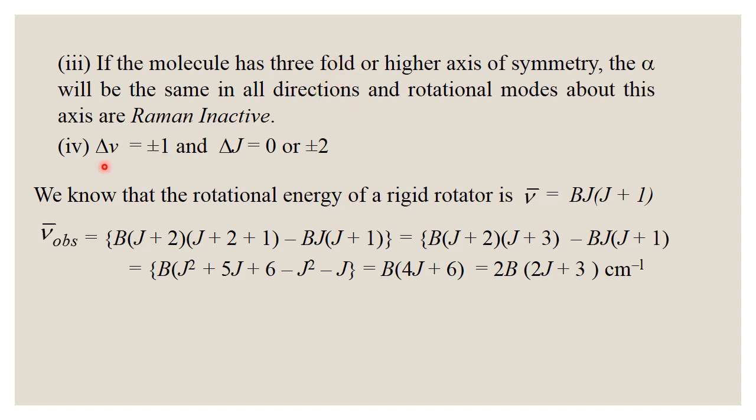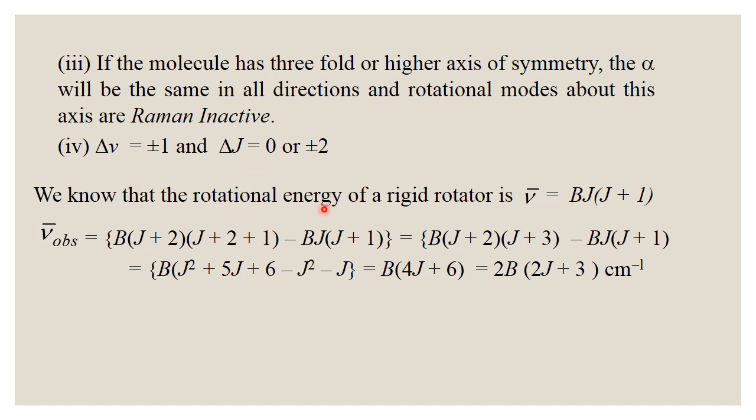அடுத்த condition, for vibrational rotational spectra, the selection rule is delta nu equal to plus or minus 1 and delta J is equal to 0 or plus or minus 2. இதுதான் vibrational Raman spectraவுள்ள selection rule. இது vibrational spectra, இதை மட்டும் எடுத்துட்டா rotational spectraக்கு, இந்த ரெண்டையும் சேர்த்தா vibrational rotational spectra.